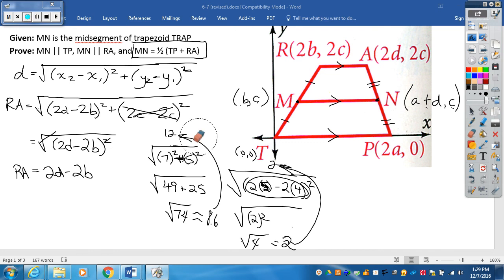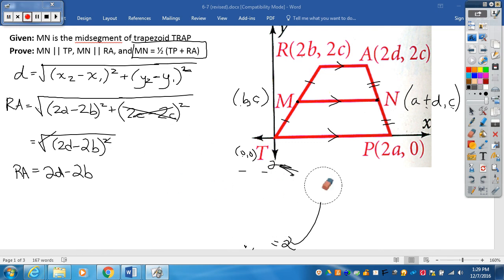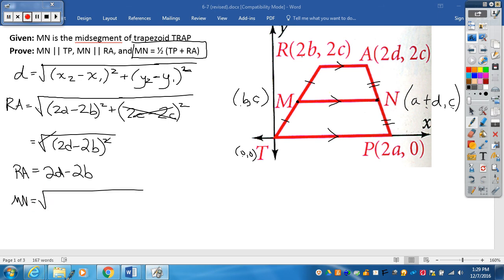All right, now, taking a look at the rest of this, let's do MN next. If I go ahead and do MN, plugging this into the distance formula, here's what we have. I'm going to start with N, which has an x value of A plus D. And I'm going to subtract M's x value, which is B. And then N's y value is C. And then M's y value is also C. And so C is gone. And now I can go ahead and simplify this.